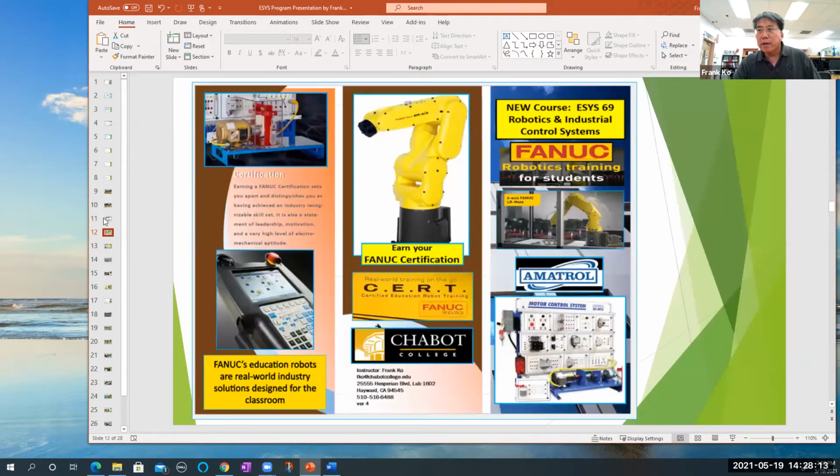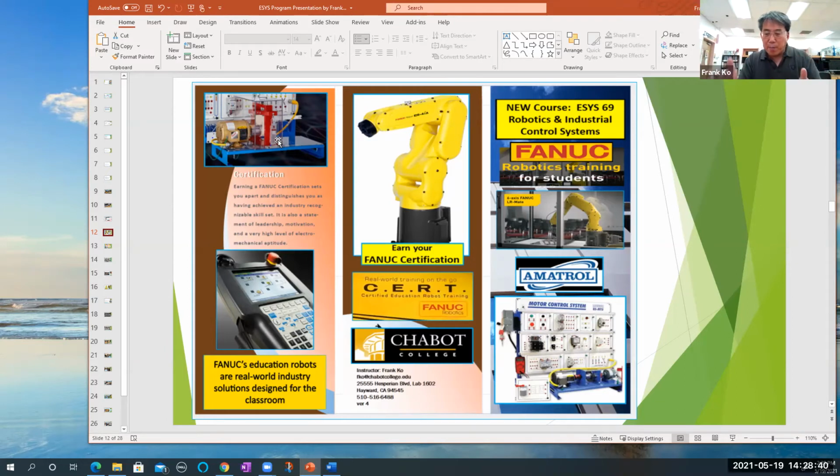Here is a brand new course that we just put together this past year, and this is our robotics and electronic motor control course. And here, this student's able to earn a FANUC certification upon the successful completion of this course. And they also learn how to work with electronic motors that are used for automation systems, conveyor belts.